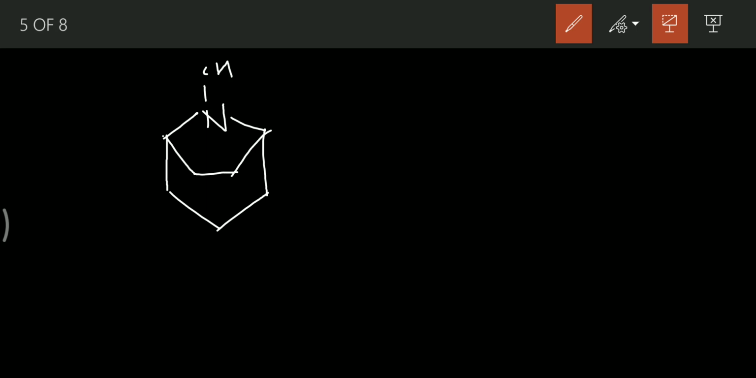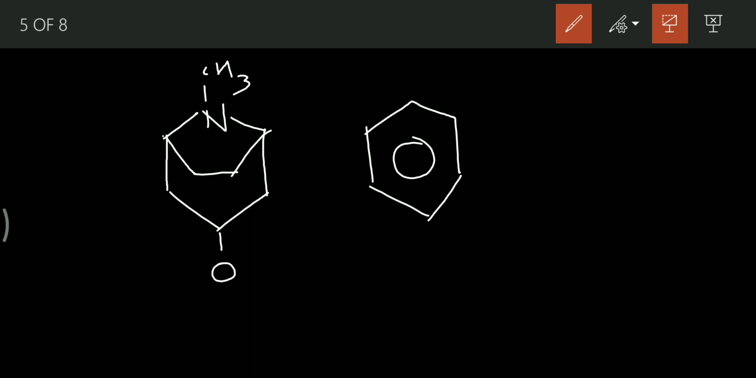Now we will see how to write the structure of atropine by using tropane. So first I will tell how to write a stick structure. First write tropane. Attach this to a CH3 group. Next, on another side, write a benzene ring. Now, attach the para position of tropane to one oxygen atom.